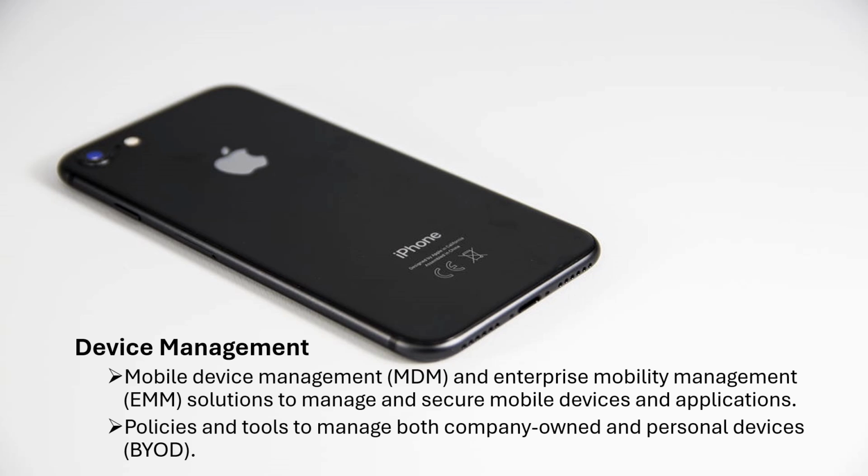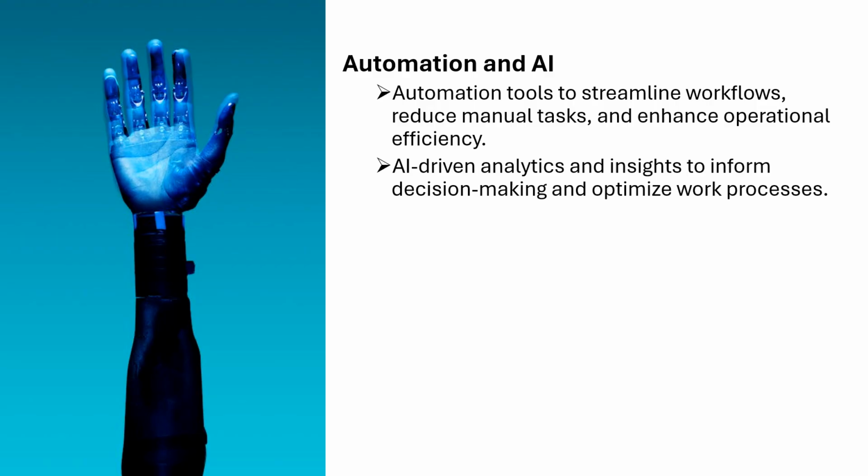So device management, MDM, and enterprise mobile management, EMM solutions to manage and secure mobile devices and applications. So these are policies and tools to manage both company owned and personal devices, BYOD. So device management is what we are discussing, which is policies on how to manage mobile devices, and also how we manage the enterprise mobile management. And automation and AI: automation tools to streamline workflows, reduce manual tasks, and enhance operational efficiency. And AI driven analytics and insights to inform decision making and optimize work process.